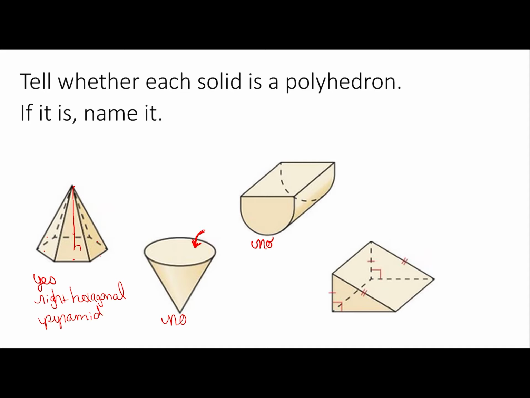And finally, is this a polyhedron? We're going to say yes. And it's a right, because we have perpendicular lines between the two bases, and a right triangular prism. Triangles for the bases even though they're facing us, and prism because we have two bases that are connected.